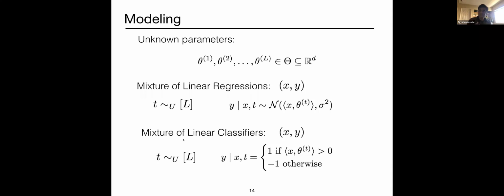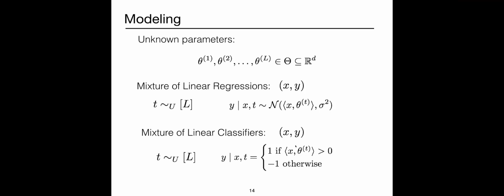You can also have mixture of linear classifiers, and you can write the noisy version, which will be like a softmax, but here I have written a no noise version. Again, you choose a t uniformly between 1 to L. So you have chosen a theta_t. And then the label y given x and t is +1 if x is on one side of the hyperplane whose normal is theta_t, and it is -1 otherwise. So you now have these tuples of x, y, feature and labels, and this is the model with which they are being generated. Okay, is this clear?